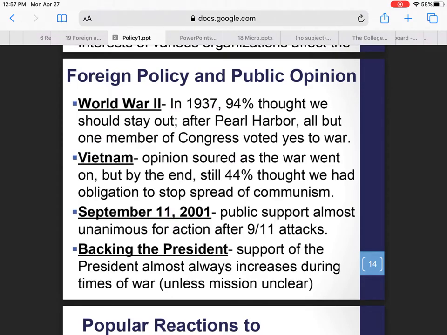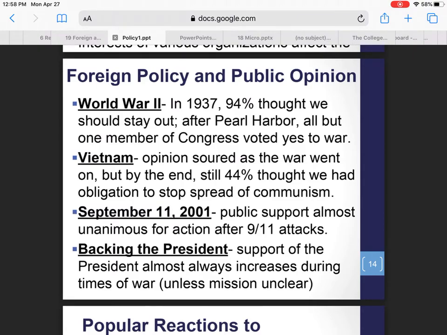So overwhelming support there. Vietnam, as the war went on, it became less and less popular. At the beginning, there was not widespread support for the war in Vietnam, but there was some support. As the war went on and dragged on and American troops started to lose their lives, that support was significantly less. So by the time we ended up pulling out of Vietnam, only 44% of people thought we should be there. So once public opinion starts to change, things respond. The Congress tends to respond accordingly.